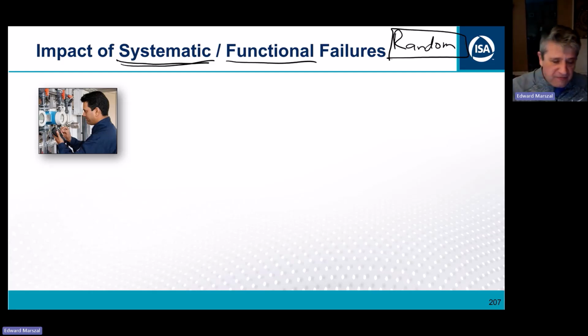So a random failure is something that just kind of happens for an unknowable reason at an unknowable time. A systematic failure is something that's built in by design. It will always happen under the same circumstances every time it's tried. So it's kind of a design error. And generally, those design errors are going to be based on human beings doing things the wrong way.